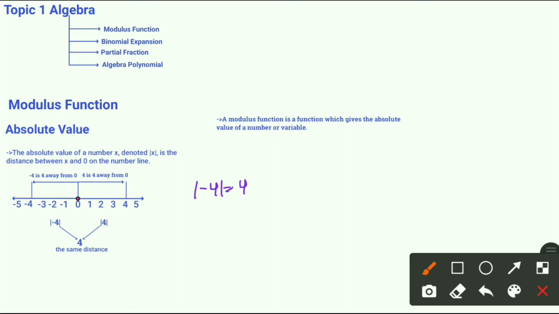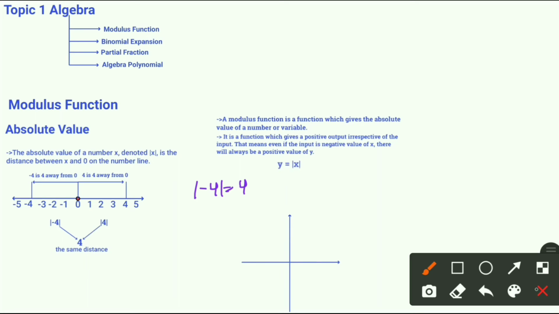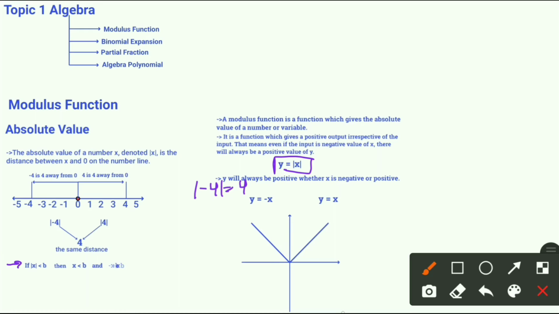A modulus function is a function which gives the absolute value of a number or variable. It gives a positive output irrespective of the input. That means even if the input is a negative value of x, there will always be a positive value of y. This is the equation of the modulus. y will always be positive whether x is negative or positive. You need to see these rules as well, and this one as well.